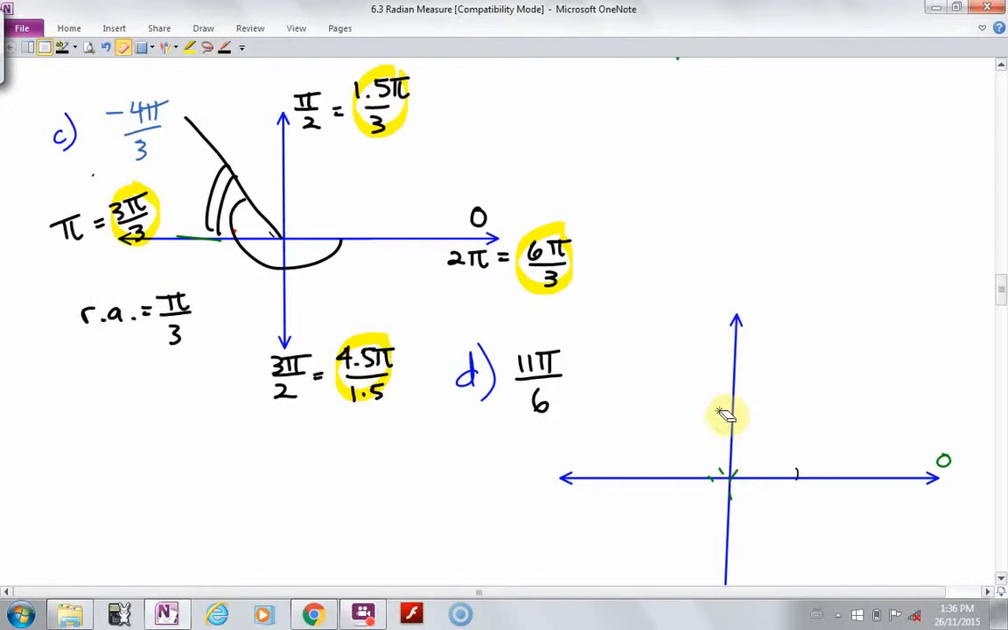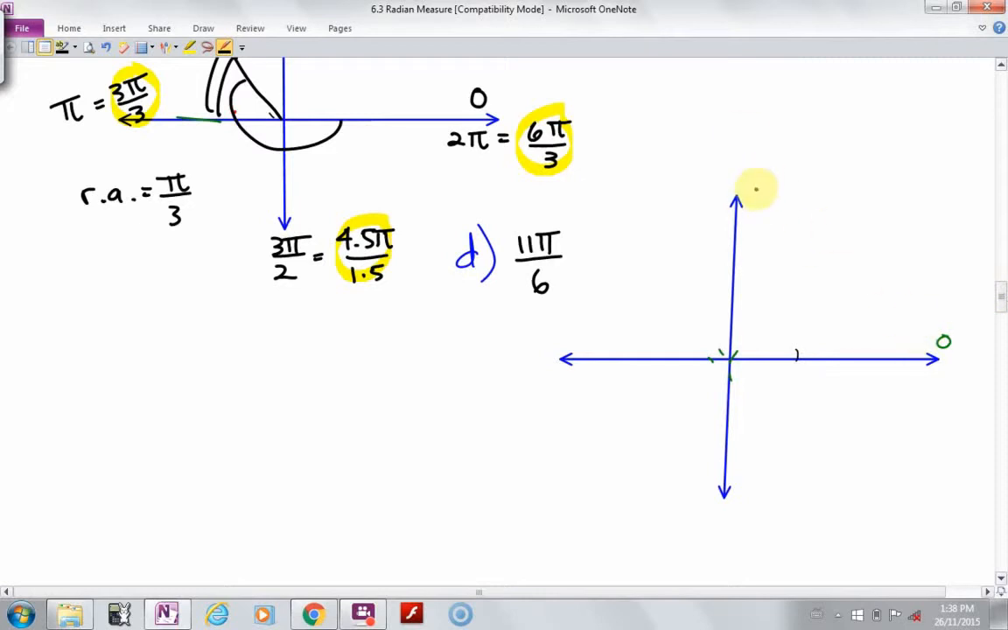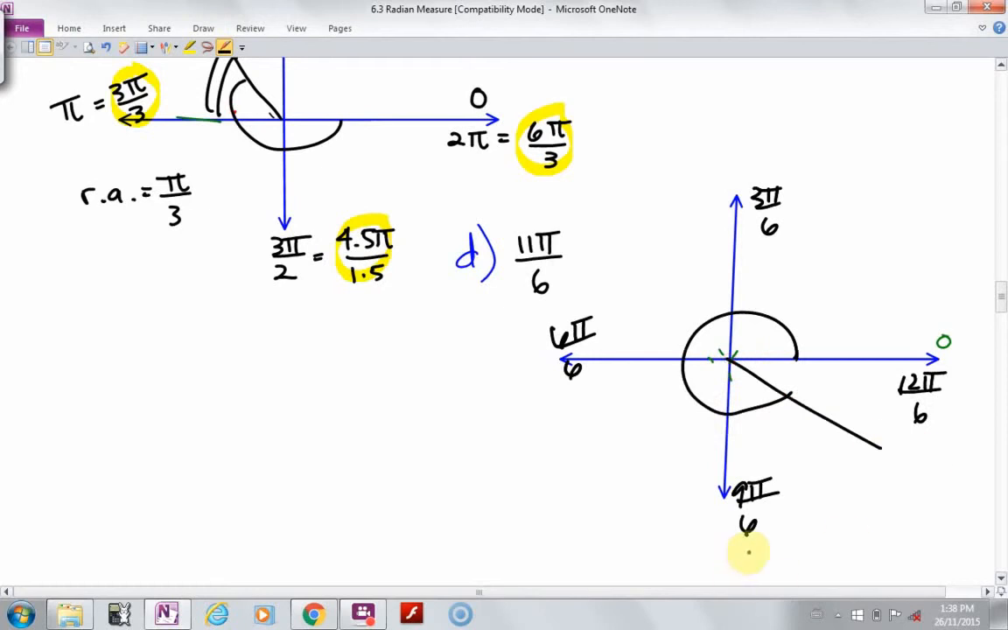Try it for 11 pi by 6. It's positive, which makes it a little easier. Label your axes in terms of denominator 6. We end up in fourth quadrant. Because we're at 0, we're at 3 pi by 6, we're at 6 pi by 6, we're at 9 pi by 6, we're at 12 pi by 6, and 11 pi by 6 is almost all the way to 12 pi by 6. That reference angle is the difference between 12 pi by 6 and 11 pi by 6, so the reference angle is pi by 6. Right? Well done.